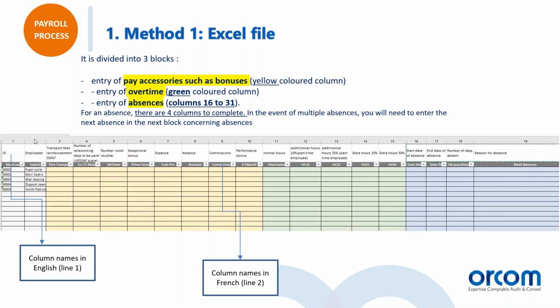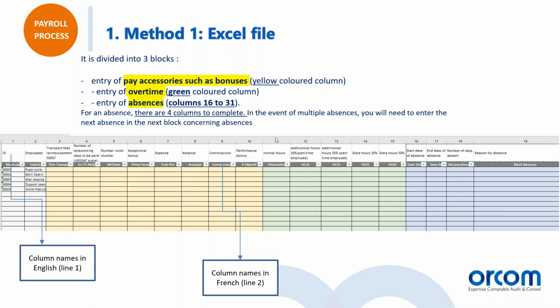So you have the Excel file as you can see it. It is divided into 3 blocks. Entry of pay accessories such as bonuses, you will find in the yellow column. All the yellow columns, you can enter your accessories such as bonuses, expenses, advance, commission.